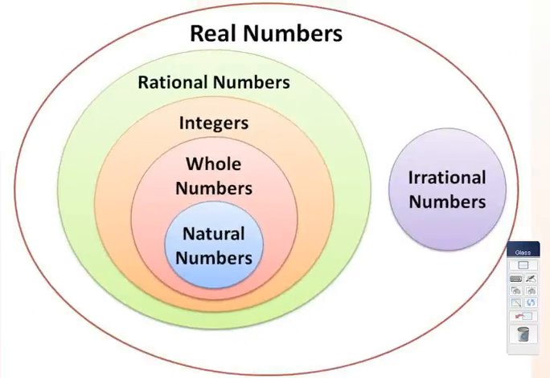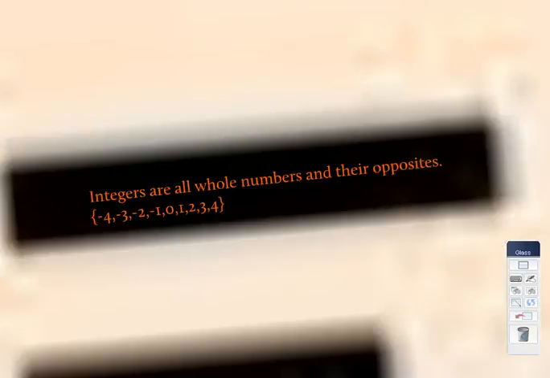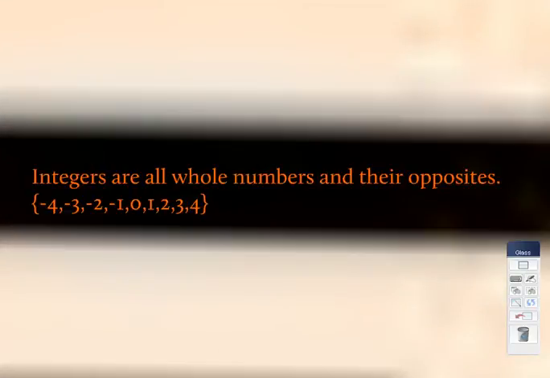Okay, so we've got natural, then whole, and then integers. Integers are all the whole numbers plus their opposites. So 1, 2, 3, 4, 5, 6, all those numbers are integers, but then -1, -2, -3, -4, all the way to negative infinity are also integers. A lot of times I hear students say it's a negative number, it's an integer, but positive numbers are also integers. Decimals are not included in the integers. It's the whole numbers and the opposite of whole numbers.